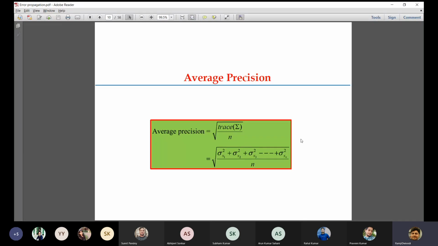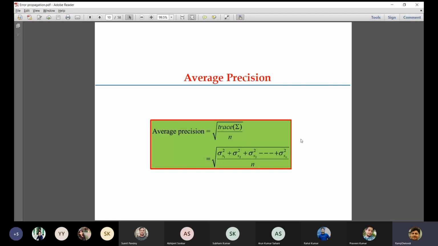Next is average precision. Average precision means the trace of the variance covariance matrix, divided by n, and then taken a square root of it. This is called average precision. Again, average precision is an index that is a scalar function.